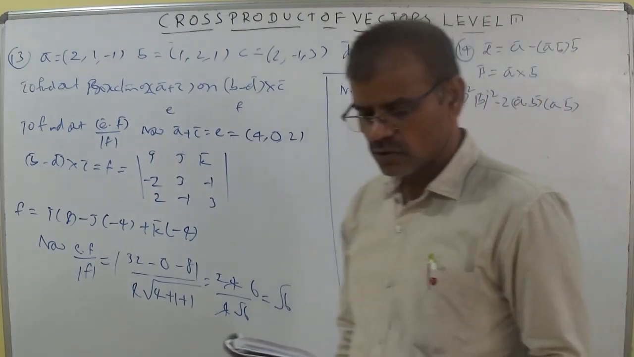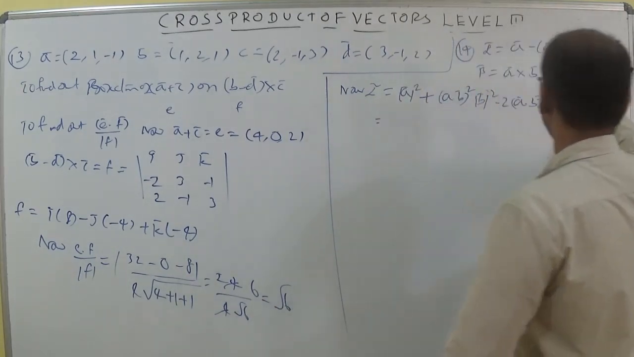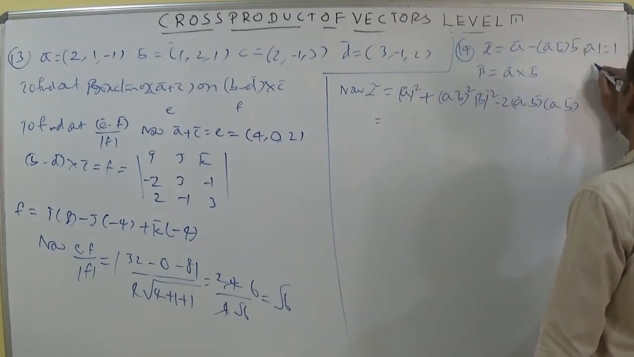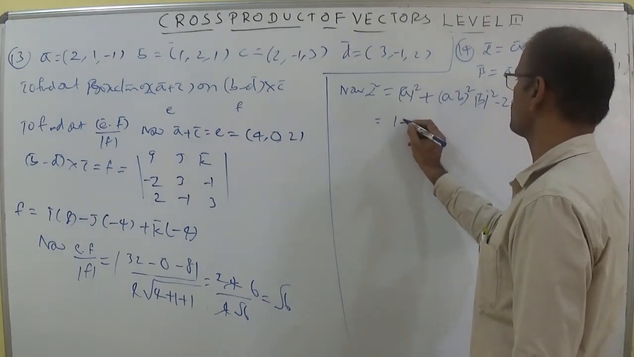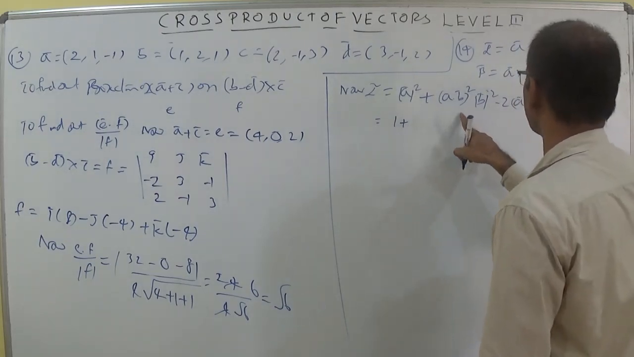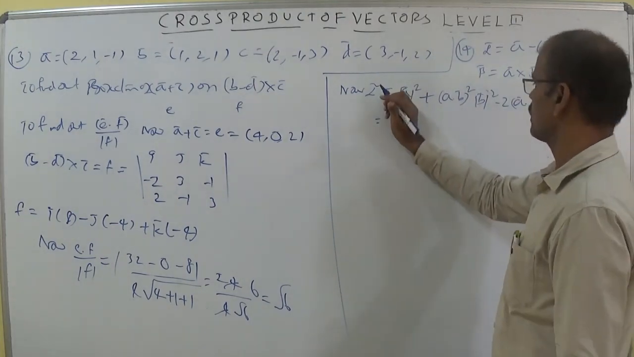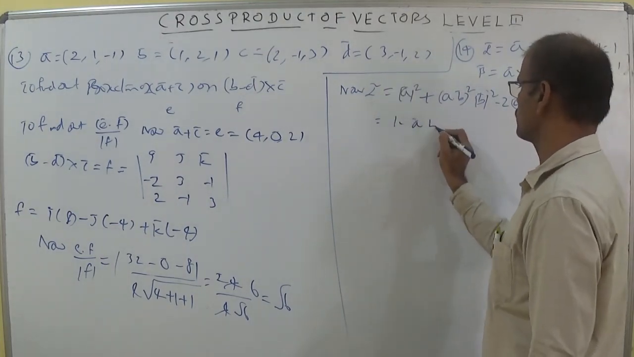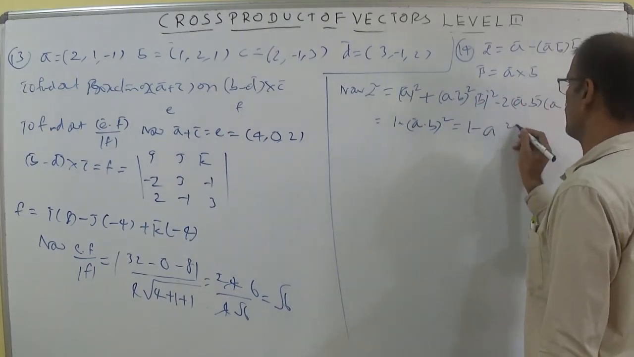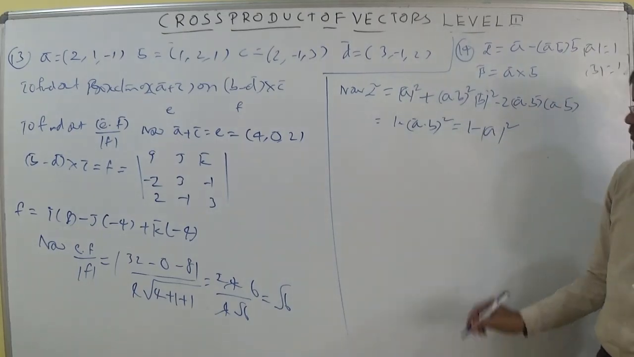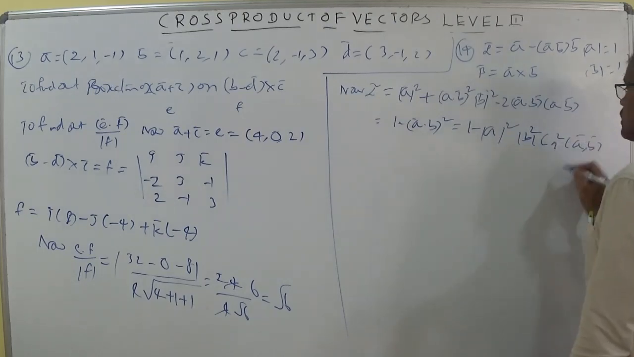We are given two non-collinear unit vectors, so mod A is equal to 1 and mod B is equal to 1. Here you write 1, and here (A dot B) whole square, into 1 minus 2 into (A dot B) whole square, you can write as (A dot B) whole square minus (A dot B) whole square. We can say that 1 minus this is modulus of A square into modulus of B square into cos square of A comma B.